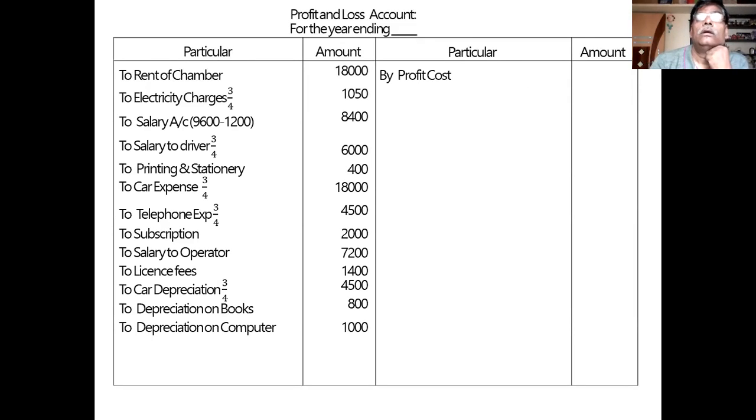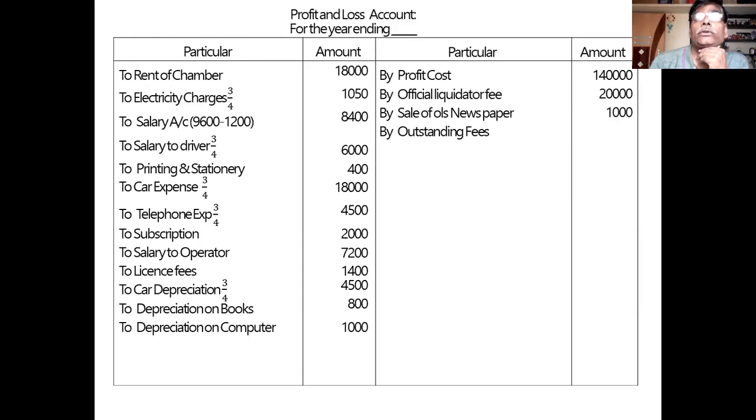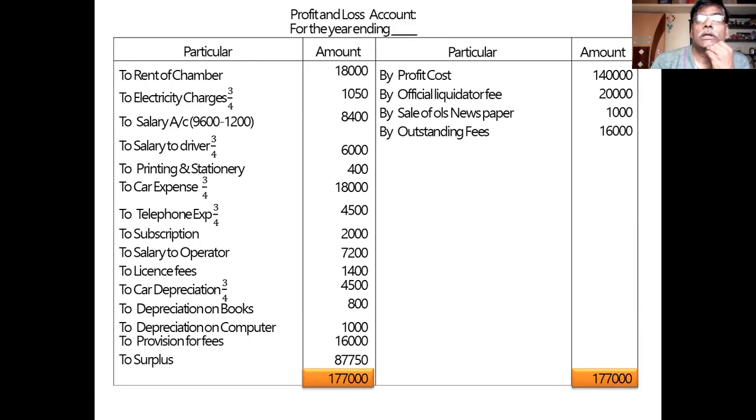Okay, then you take the income. Profit cost 1,40,000 is there. Office liquidator fee 20,000 is there. Sale of newspaper is 1,000. Then outstanding fee is 16,000. That you make provision. Provision for fee is 16,000. Debit side, credit side. Okay, close the account. You will get the surplus. This is the right profit as per the given problem.